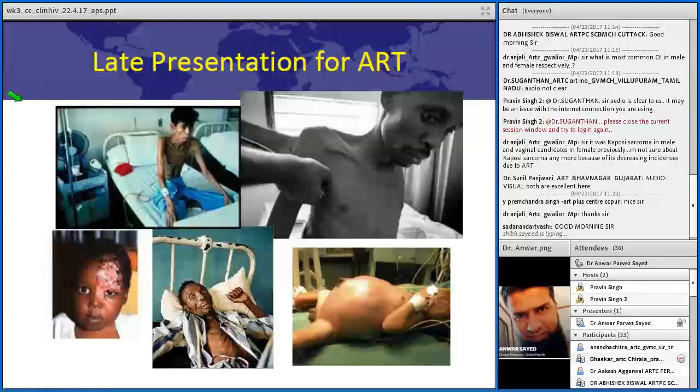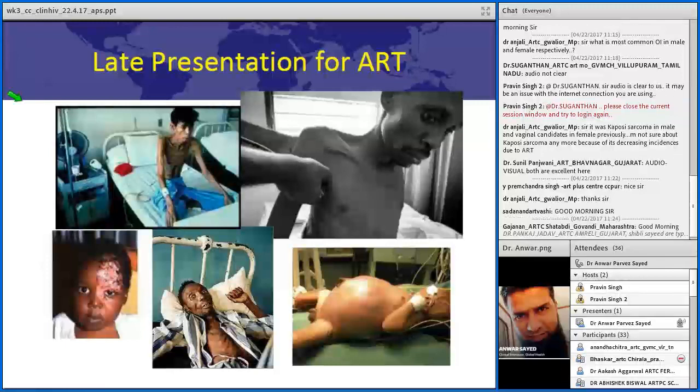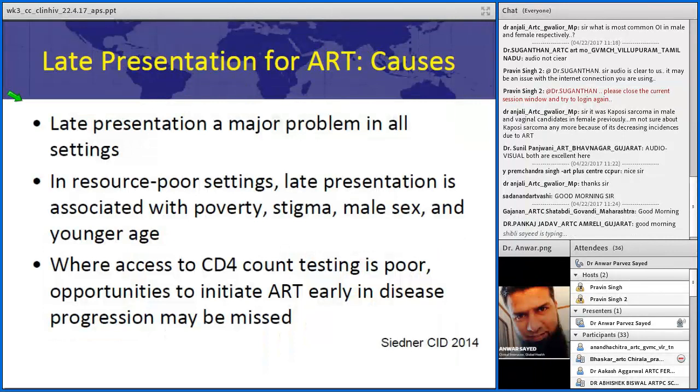Because if HIV is a lifelong infection, then there is no reason that the client should report late to the ART center. So it depends on us to suspect more, diagnose people early and link them to ART centers. But late presentation is still a problem in multiple settings, in fact in all settings, including high income and low income countries. Especially in resource poor settings, late presentation is associated with poverty, stigma, male sex and younger age, as reported in the journal CID in 2014.